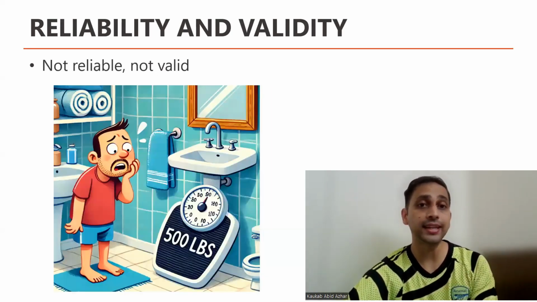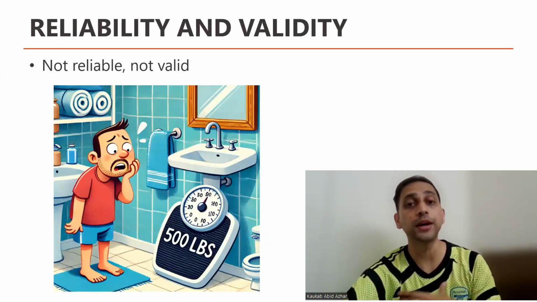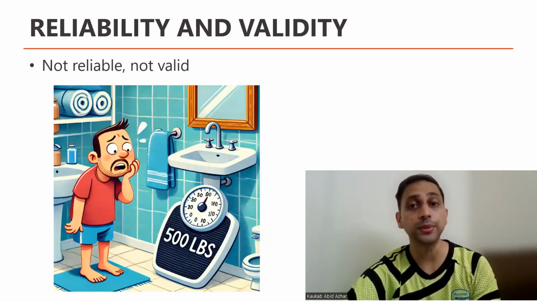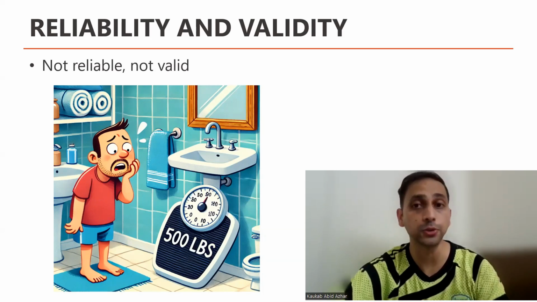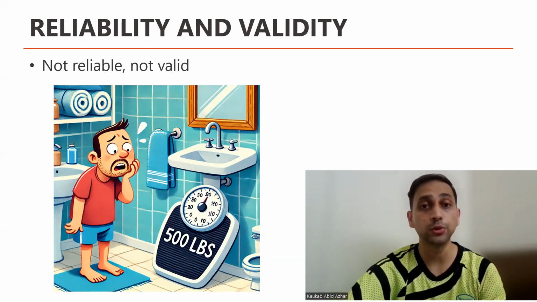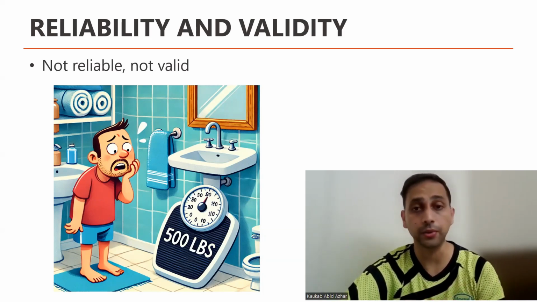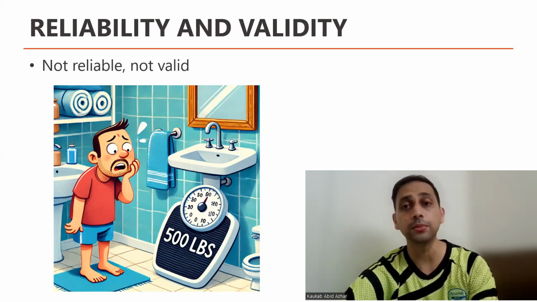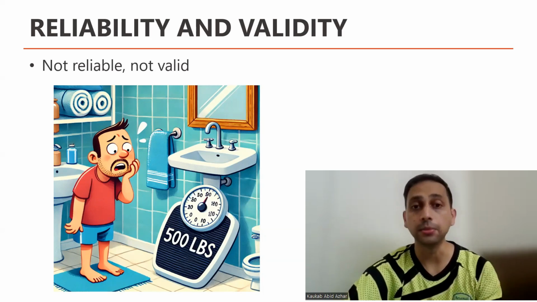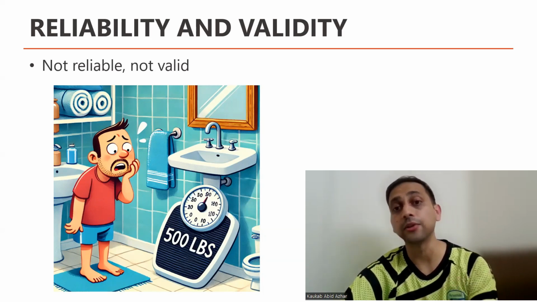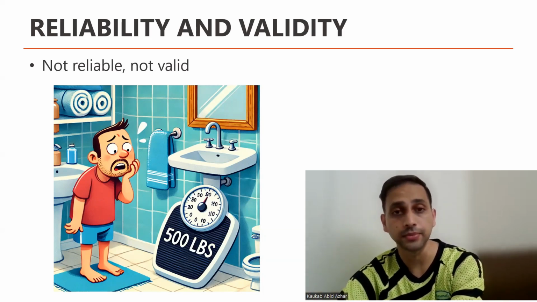So if a bathroom scale is accurate and shows my true weight, it also needs to be consistent every time I use it. So if the scale shows my correct weight one day, but a wildly different number the next, it's not reliable, and therefore it cannot be trusted as valid either.